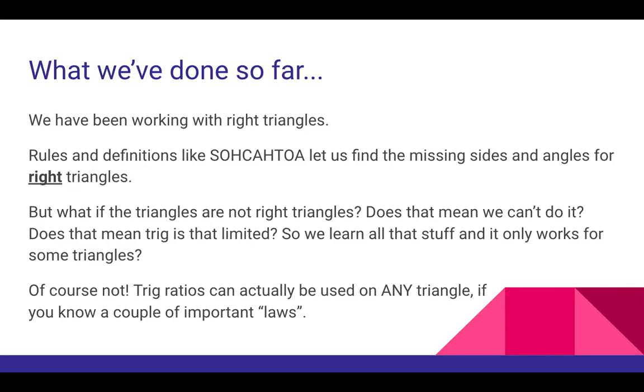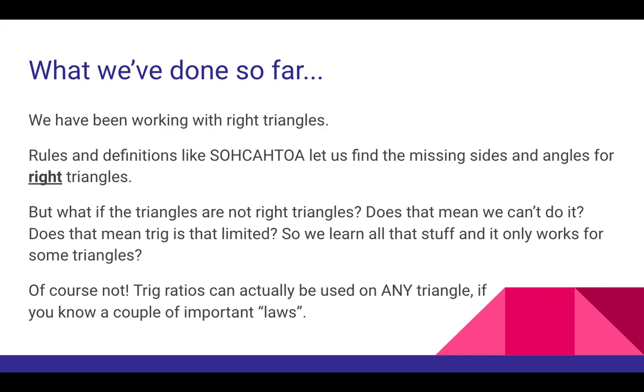So, what have we done so far when it comes to trigonometry? We've been working primarily with right triangles. So the rules and the definitions, things like SOHCAHTOA, let us find the missing sides and angles for right triangles. But what if they're not?